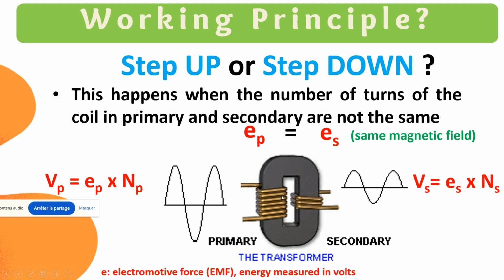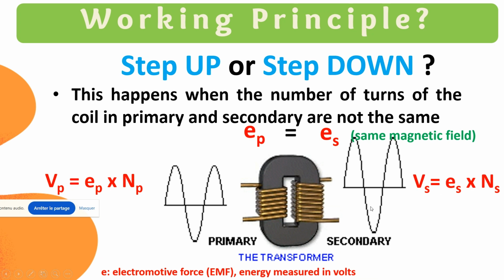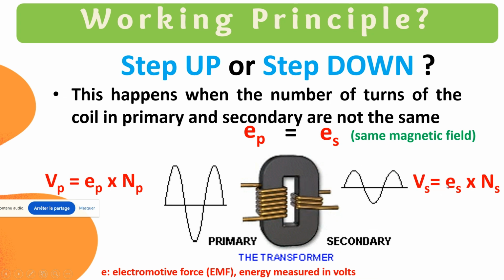How many turns do I have here? Okay, so this multiplication will induce the voltage. Okay, same thing in the secondary. The output voltage is equal to the electromotive force multiplied by the number of turns.